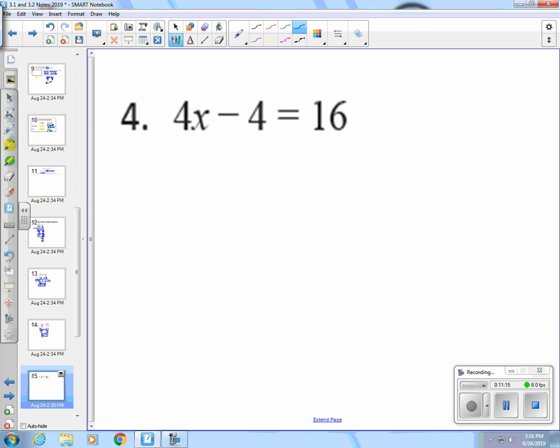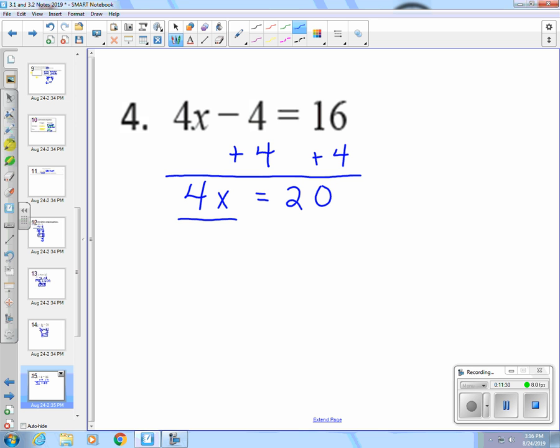4x minus 4 equals 16. If I knew what x was, I'd multiply by 4 and then I'd subtract 4. So that means I need to get rid of that subtracting 4 first by adding 4. So that gives me 4x equals 20. Now we can do our inverse operation and divide by 4 on both sides and have x equal to 5.